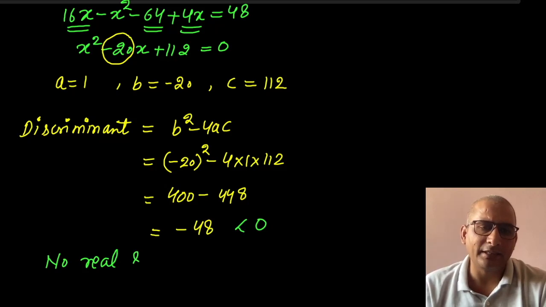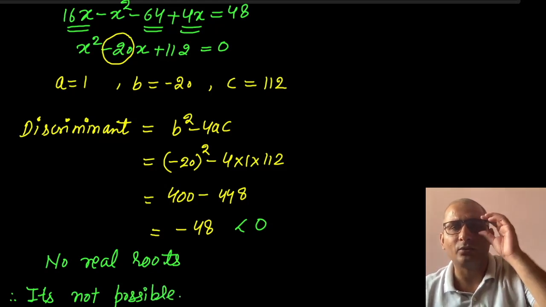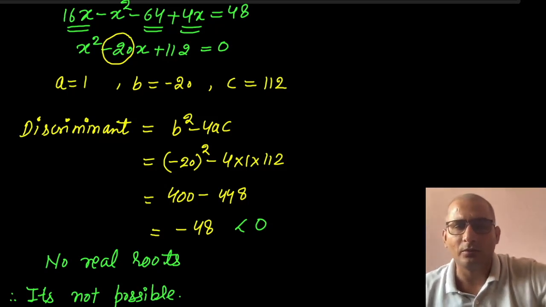कोई भी real age नहीं होगी उनकी, right? So what statement you have to write in the last: it's not possible. So this type of situation is not possible. So if the situation is not possible, we do not need to find any roots, right? I hope this question is clear to you all.